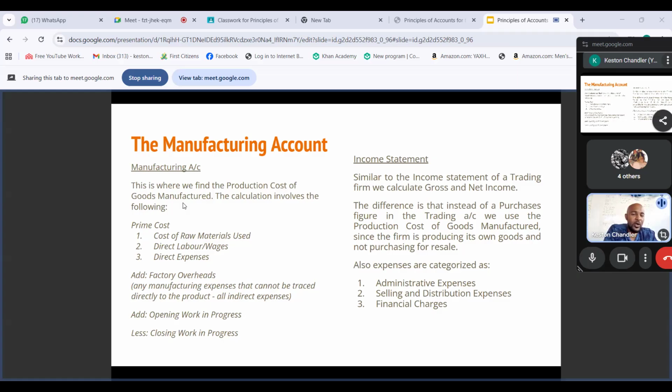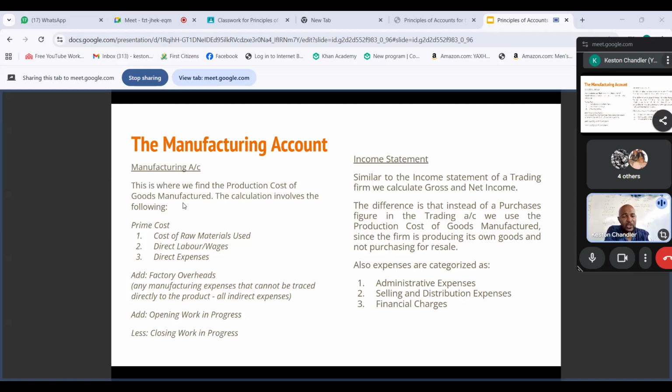After we calculate our gross profit in the trading account, the only differences here will be that instead of writing the word purchases, we'll be using the production cost of goods manufactured brought forward, or production cost of completed goods, which will replace purchases. And we'll be using opening inventory of finished goods and closing inventory of finished goods. Once we get to the part of calculating our gross profit, right, we will then have to deduct our expenses.